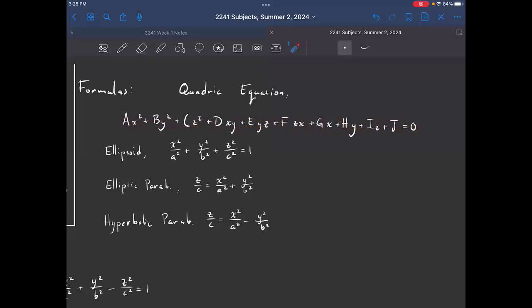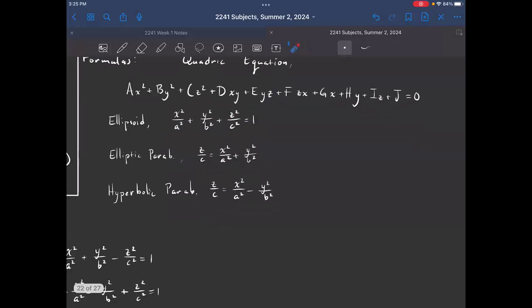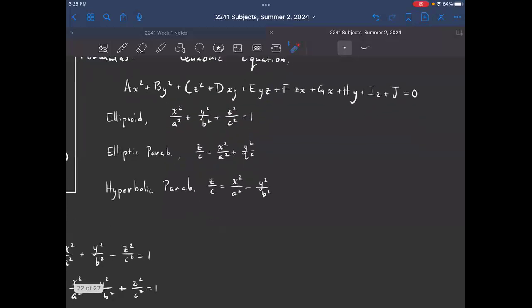All right, and then by choosing specific values of A, B, C, D, E, F, G, H, I, and J, there's a lot of letters, we can get other shapes like an ellipsoid. An ellipsoid in general form looks like this, very similar to a circle or an ellipse, except we have one extra term there for the z variable. We'll see a picture of an ellipsoid on the next page, but we'll keep going here.